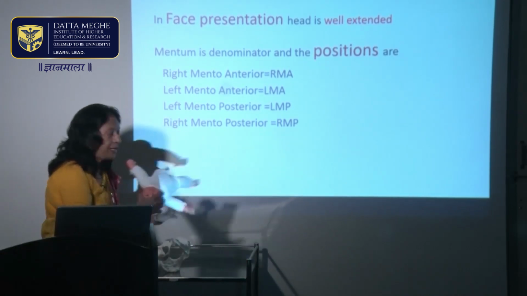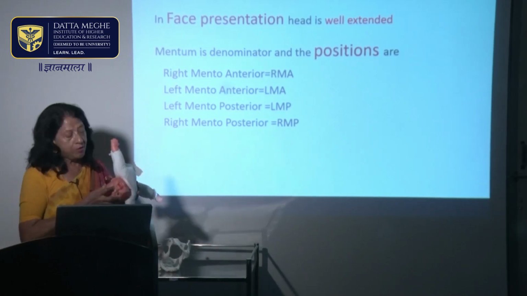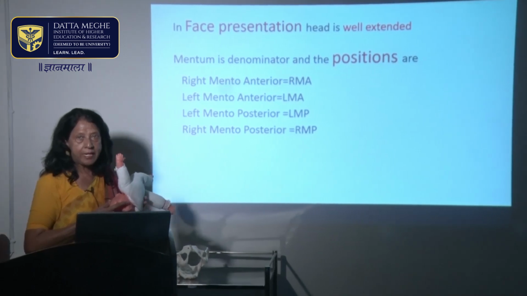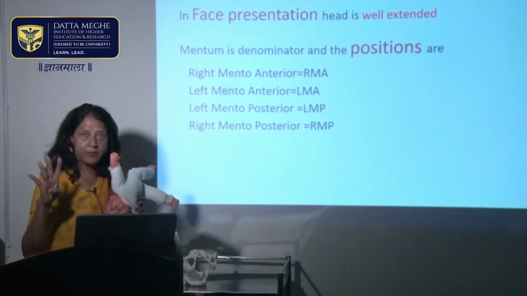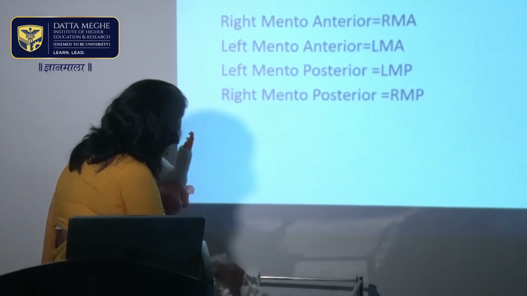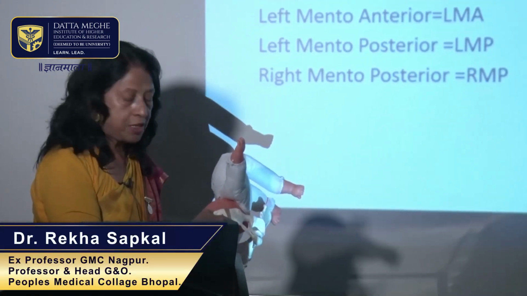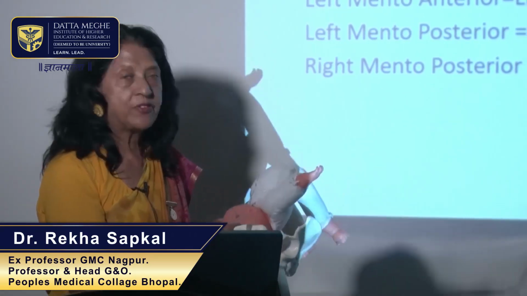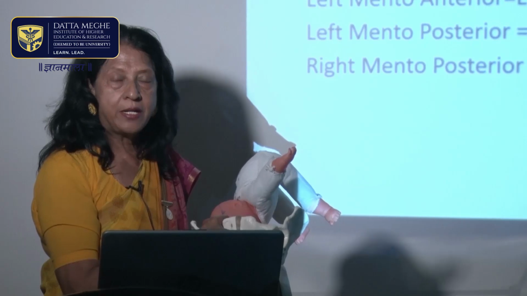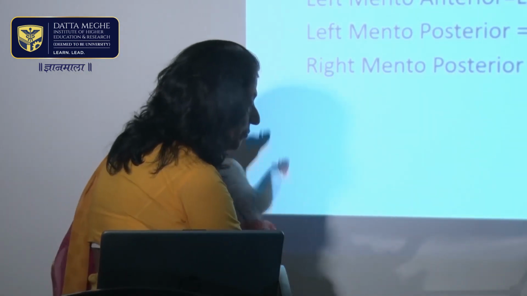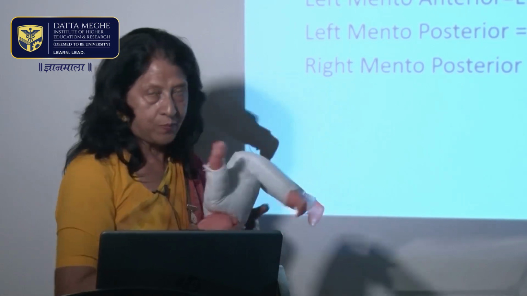Different positions in face presentation. So, what is the denominator in face presentation? The denominator is mentum. Means what? In relation to the mentum, I describe 4 different positions, or 6 rather, but important ones are 4. So, I will say it is left mento anterior, right mento anterior, right mento posterior and left mento posterior like that. So, what is the denominator in face? Mentum. What is the denominator in brow? Anterior brow or posterior brow.